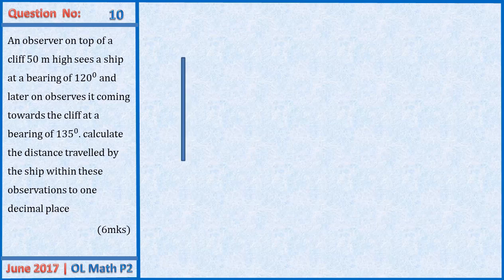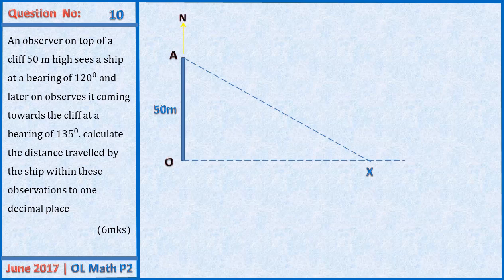The first thing to do is to sketch. That is the observer standing at A and the base of the cliff is at O. The height is 50 meters and standing at that position, he observes the ship at position X. And the bearing there is measured from the North Pole clockwise. So the angle is 120 degrees. That is the bearing. He sees that ship at X at the bearing of 120 degrees.